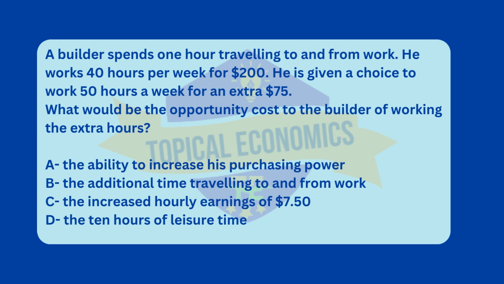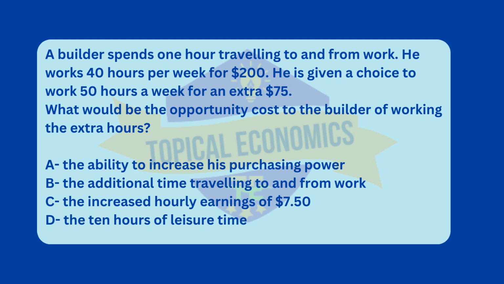The opportunity cost is what the builder gives up when making a decision. In this case, the builder is choosing to work 50 hours a week instead of 40 hours, which means he is giving up 10 hours of leisure time, since the extra 10 hours would otherwise be free time for relaxation, personal activities, or rest. The opportunity cost of the additional hours worked is not just the money he earns, but the time he loses that could have been spent doing other things.